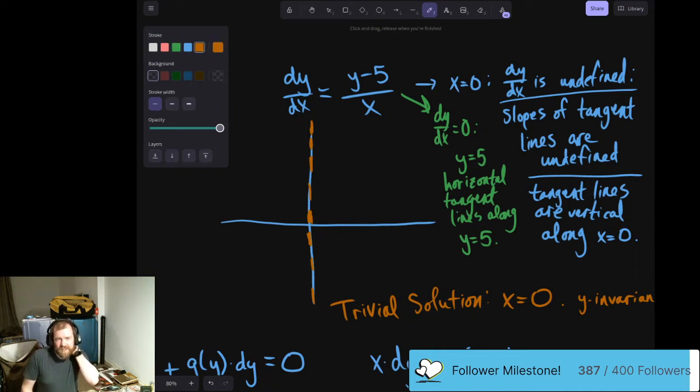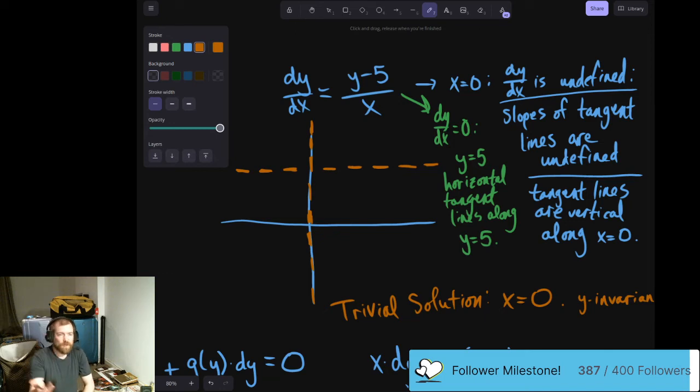Okay, so now we say that when we have y equals 5, let's call this y equals 5. We're going to have horizontal tangent lines. Now there is one thing that some of you should be screaming about right now. See if you figure it out.